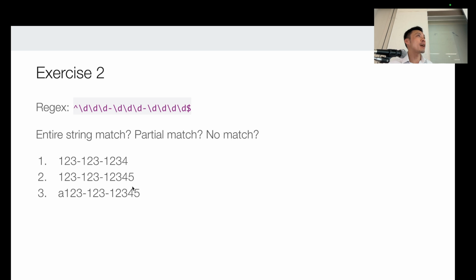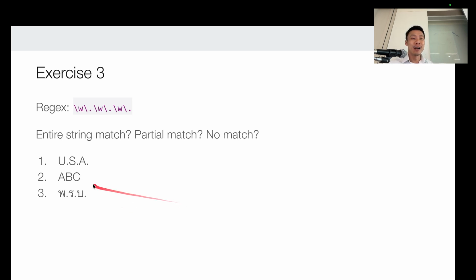Number two, everybody agrees? No match, because we require that the end of the last digit is the end of the string, but we don't get the end of the string, so it won't match at all. What about the third one? No match as well. Awesome.